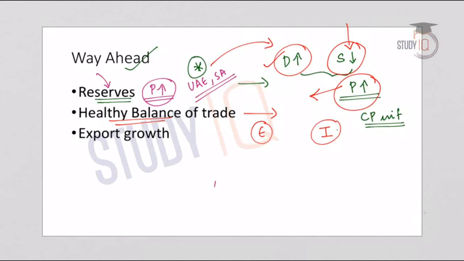So in order to maintain a healthy balance of trade, what can be done? The exports can be increased. In order to meet the excess imports or the import bills, we can increase the exports. The government and the policy makers should focus on export oriented or export intensive sectors in order to increase the quantity of exports from India so that we can maintain a healthy balance of trade. This will help in the long run.